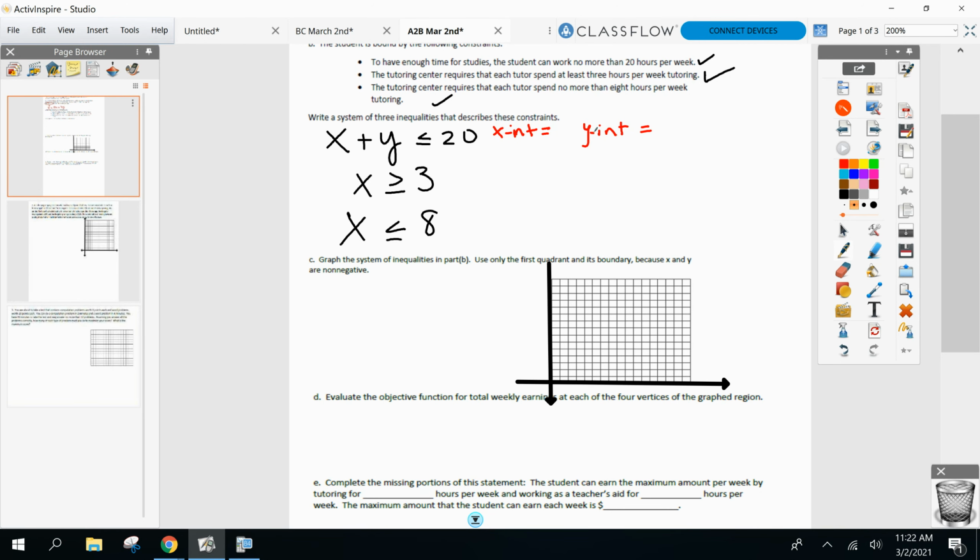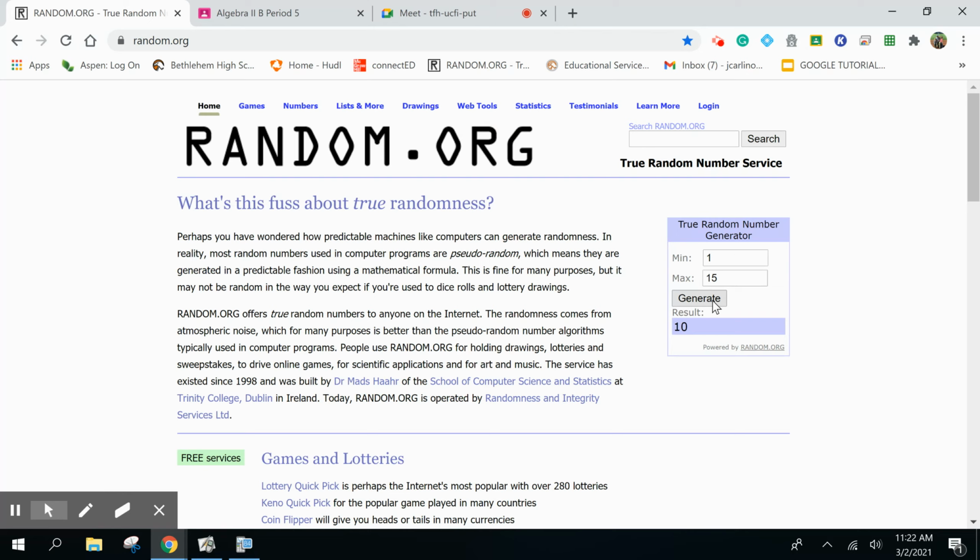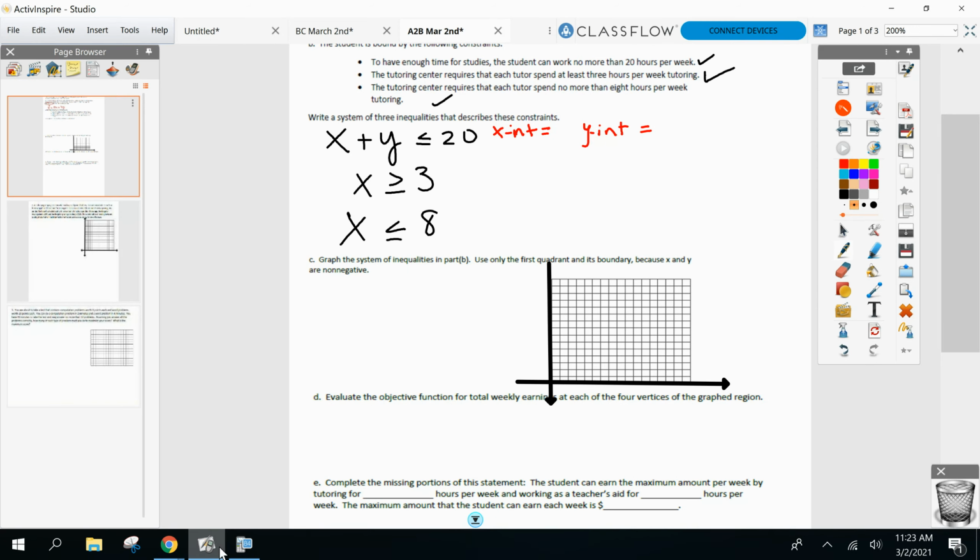What are your intercepts for that one? Caroline, here you go. What did you find for your X and Y intercepts for X plus Y is less than or equal to 20? They're both 20. Yeah, they're both 20, right?